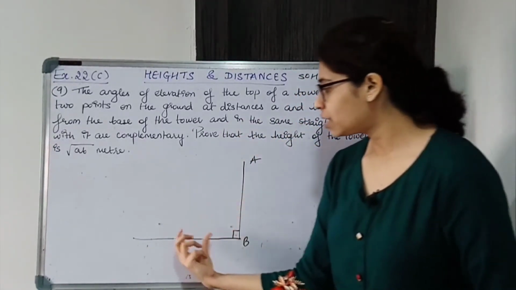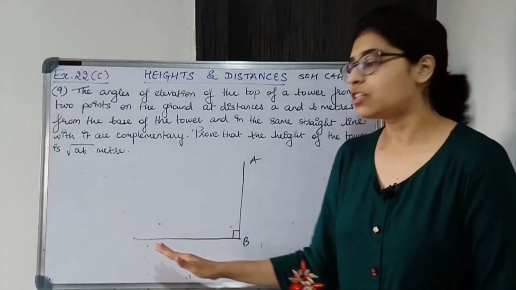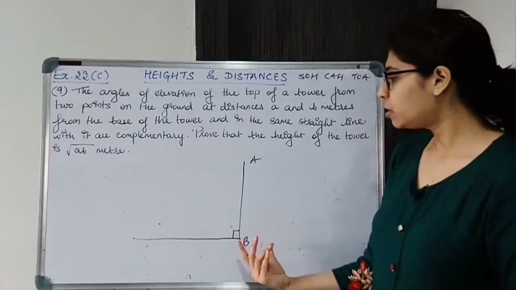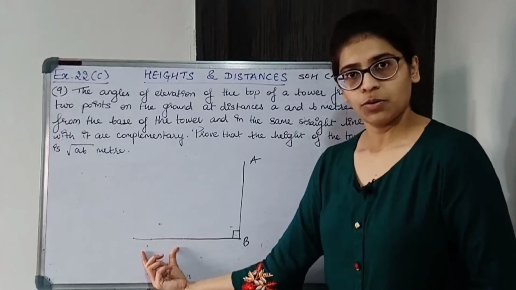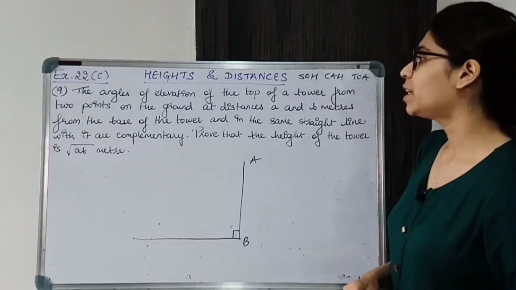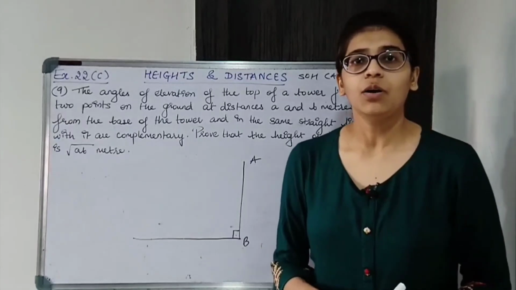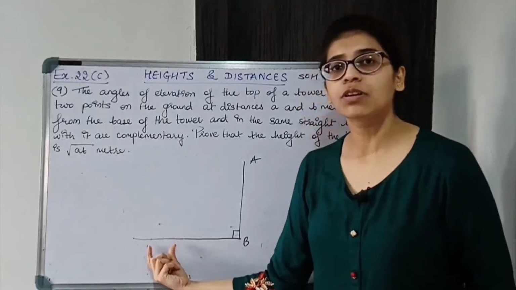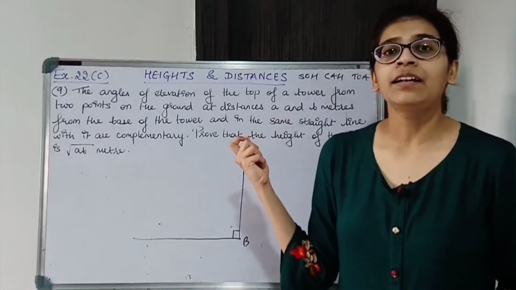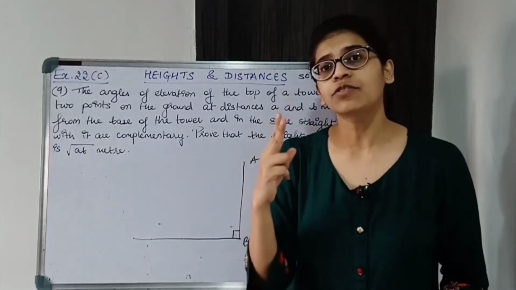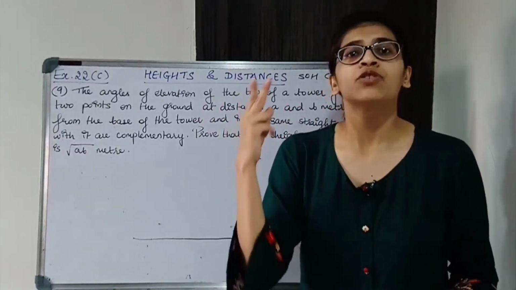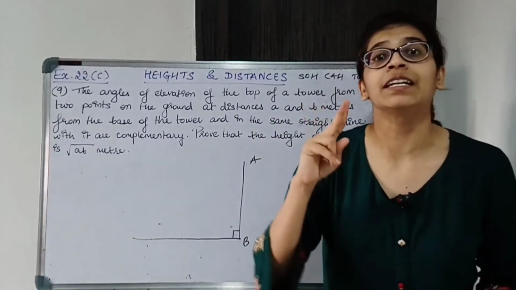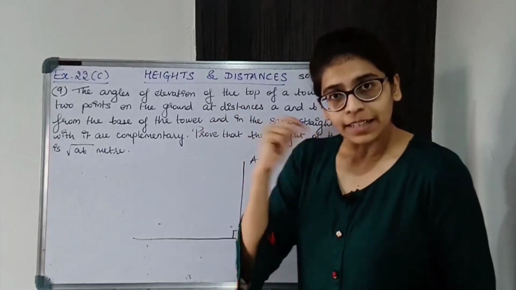So both the points are along the same straight line, on the same side. It's not like one point is on one side and another point is on the other side. So both the points are on the same side. So in the same straight line with it are complementary. Now you are told that the angles of elevation, okay, there are 2 points from where we are observing the top of the tower, and there will be 2 angles of elevation because there are 2 points of observation, so both the angles are complementary, that is, the sum of the 2 angles of elevation is 90 degrees. Okay, first let us draw the 2 points.